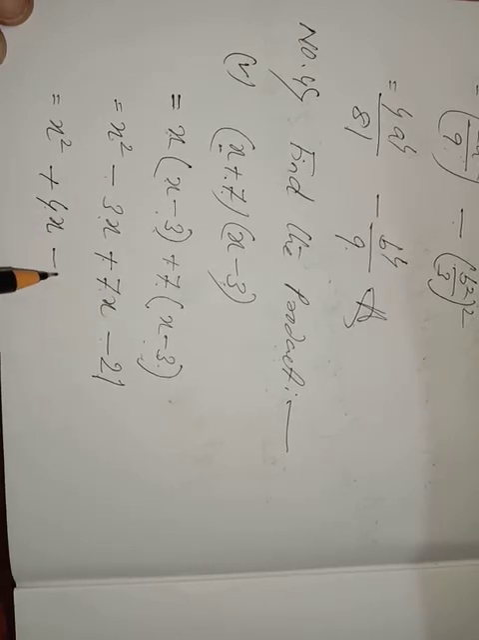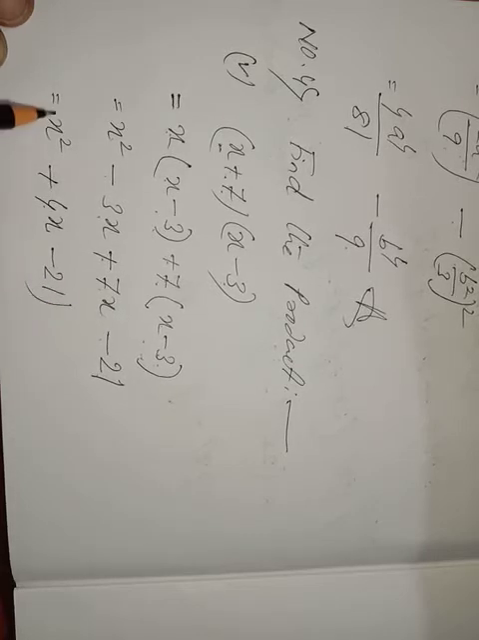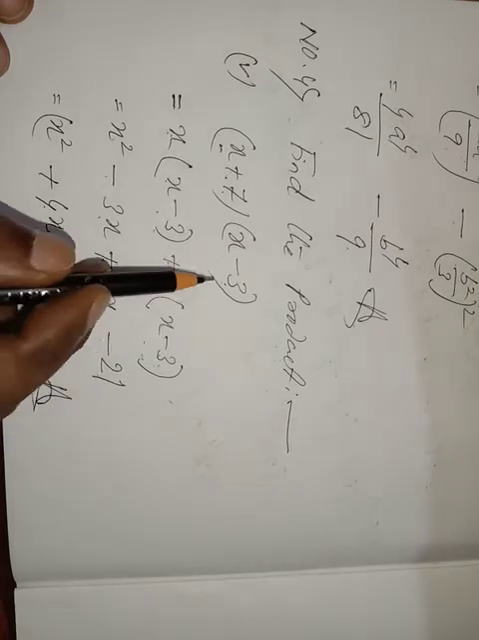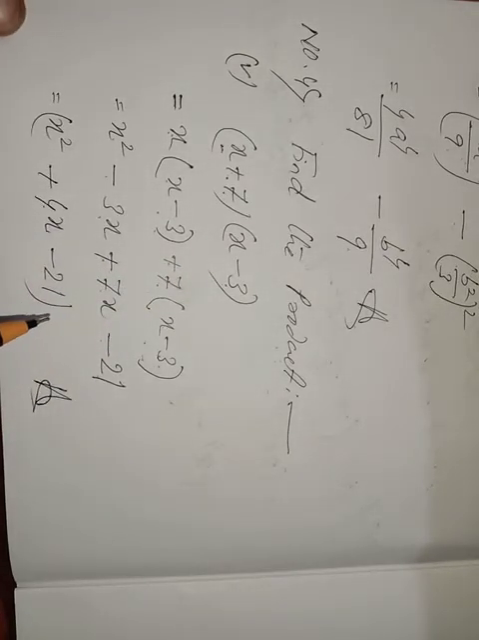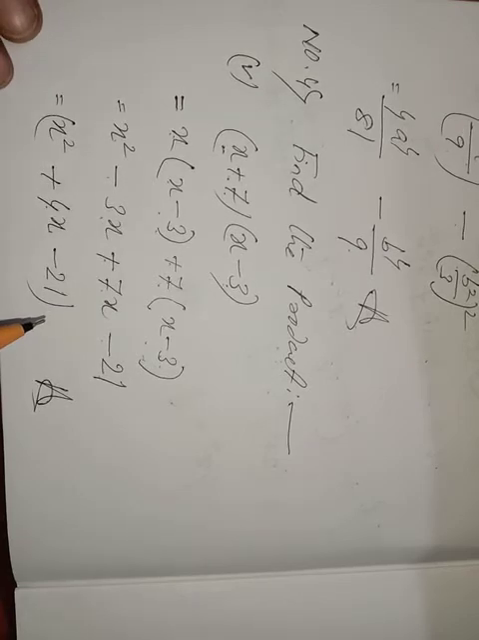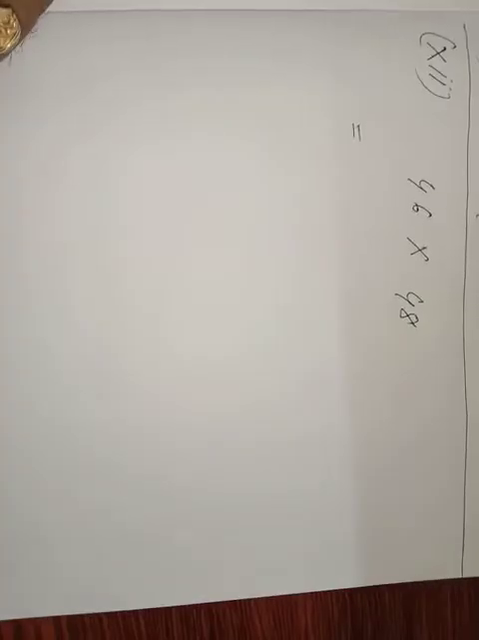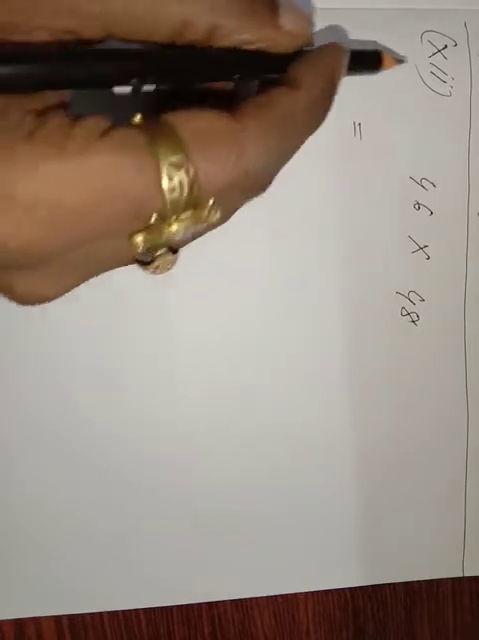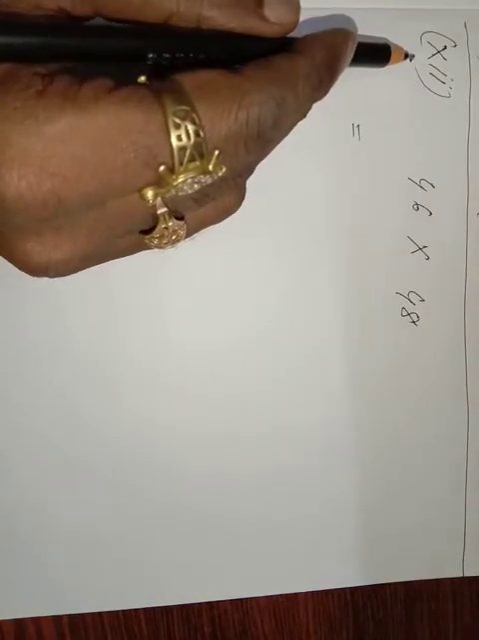Then minus 20. This is the final result of the multiplication of x plus 7 and x minus 3. Okay? I hope it is clear for you. Next we will go to part of question number 4.